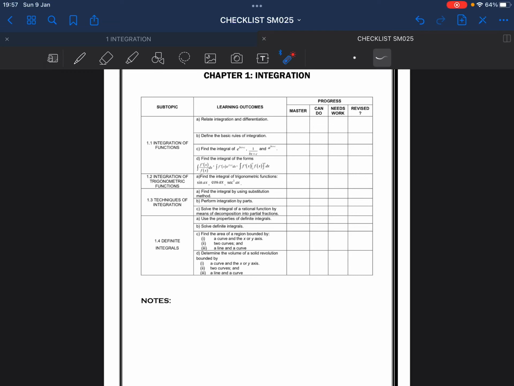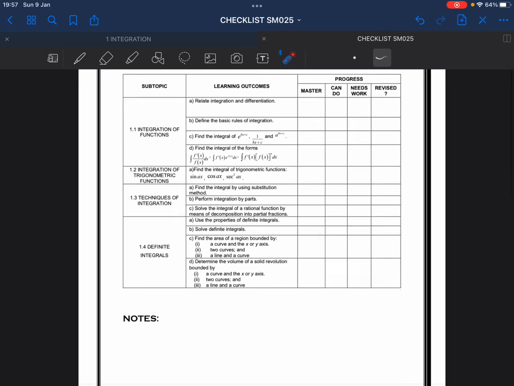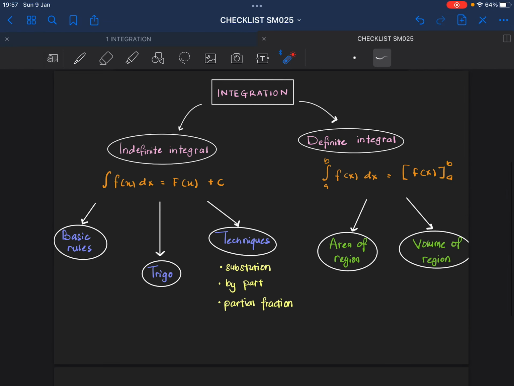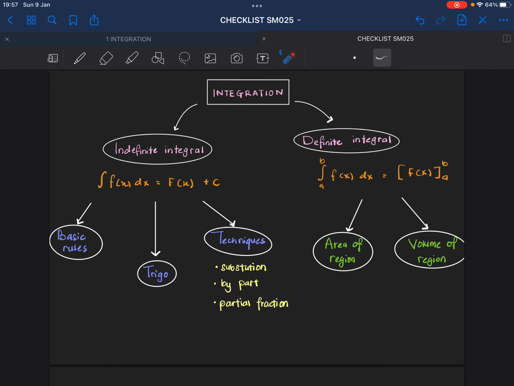So today we are going to continue into the third subtopic for chapter 1, which is techniques of integration. As you can see from the summary here, we have three techniques of integration: we can integrate by using substitution, by parts, and also partial fraction.